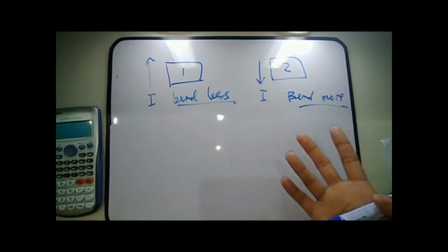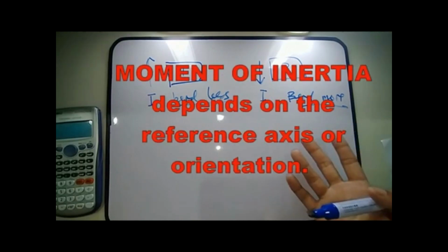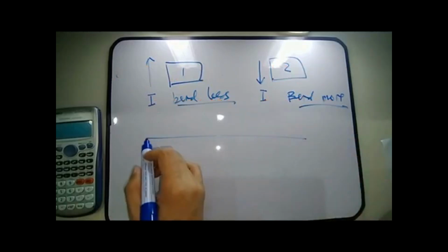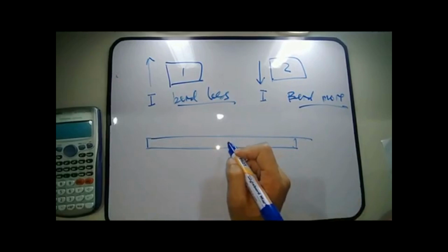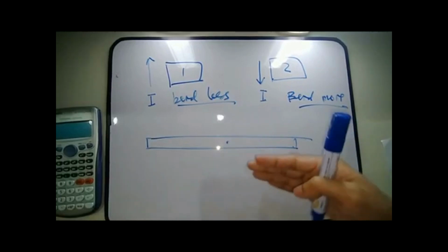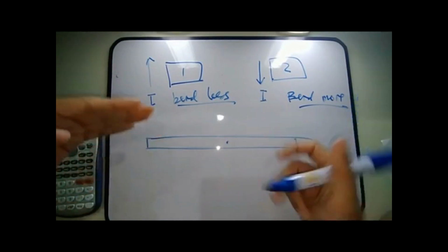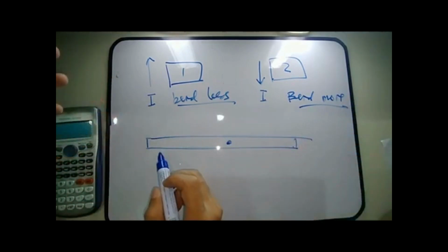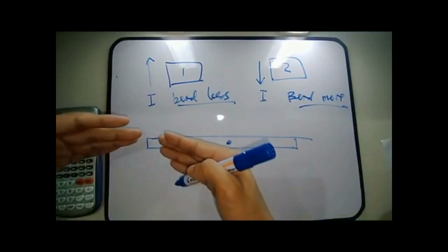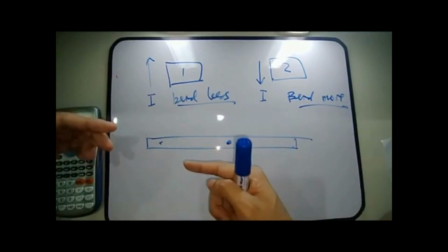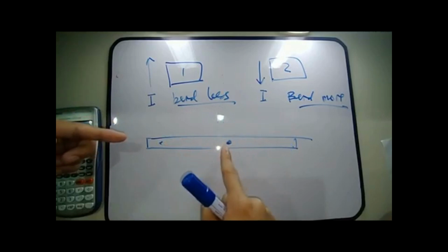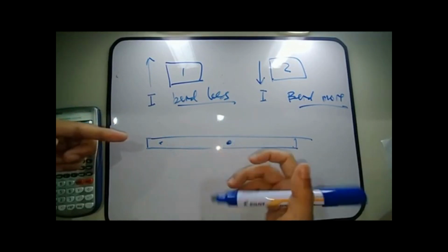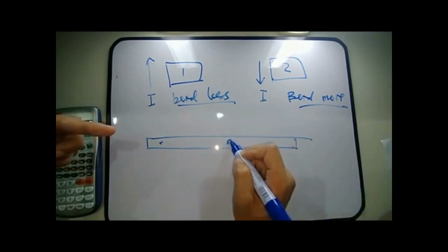Then, our moment of inertia, guys, is not constant. It depends on the axis, with respect to the axis, or on the orientation. For example, we have here a stick. It has an area, so it has a centroid of course. If you imagine bending it with respect to its centroid, it bends easily compared to bending it somewhere here, not at the centroid, where it will not bend easily. So, the moment of inertia at the centroid is actually the least.